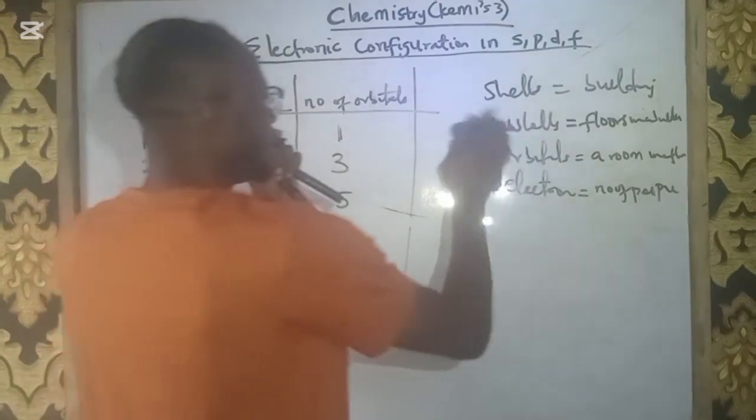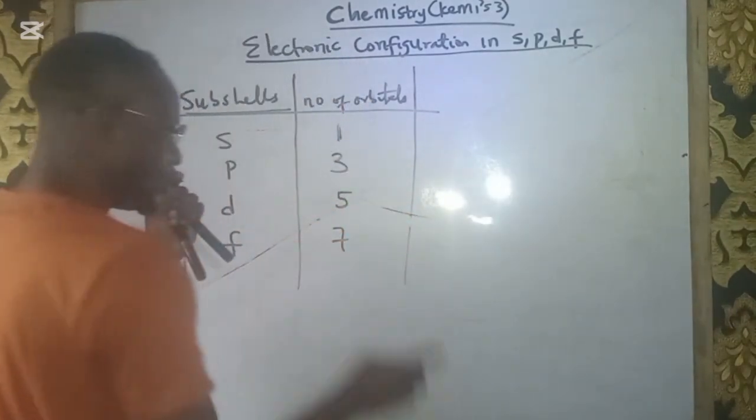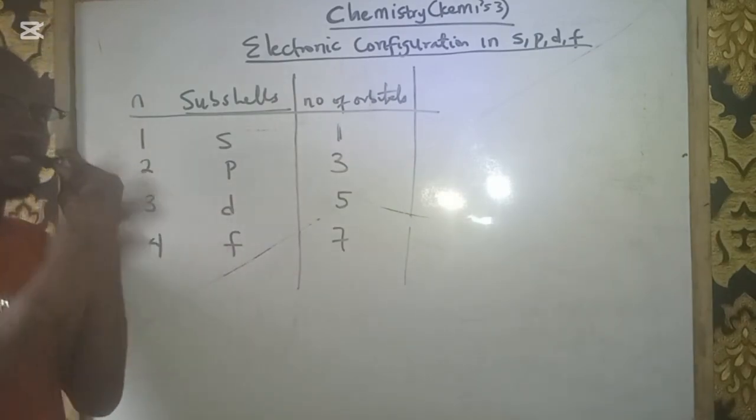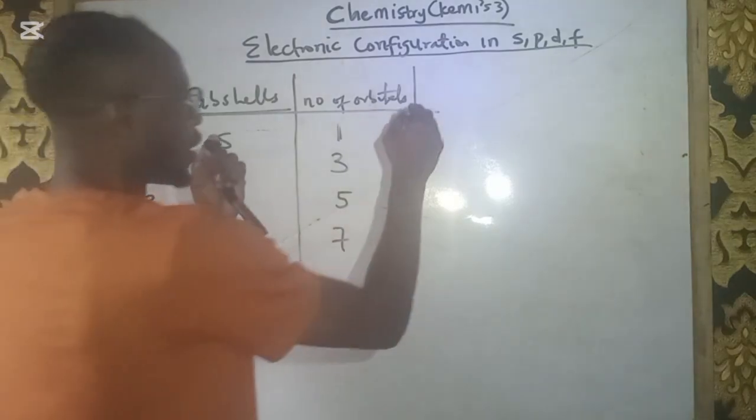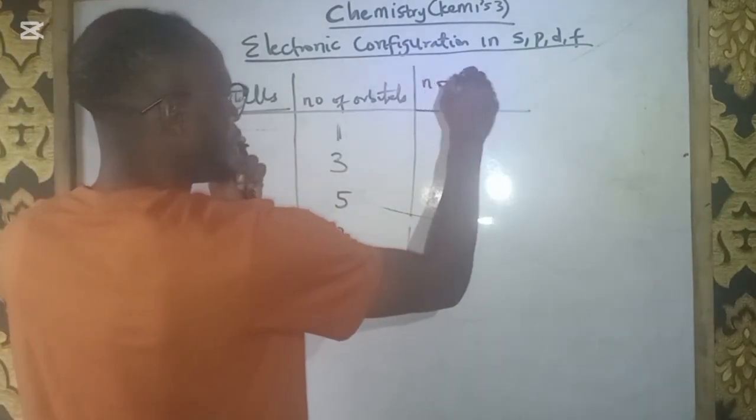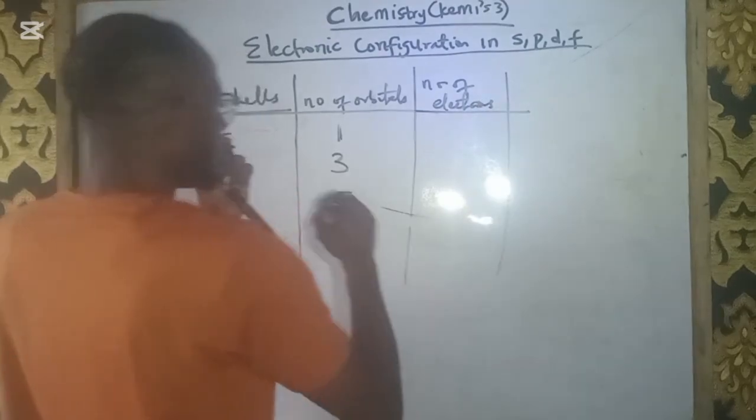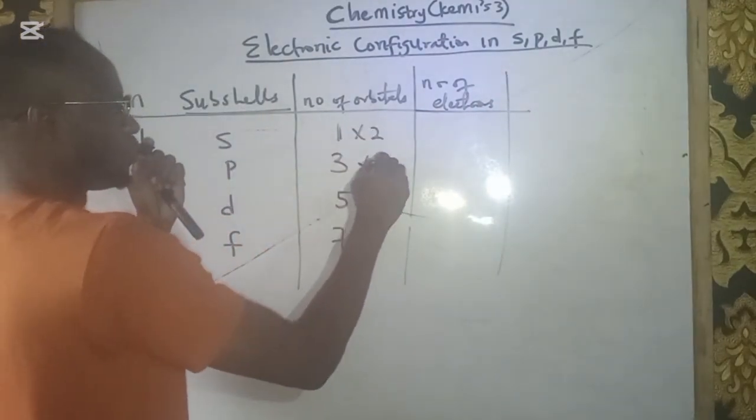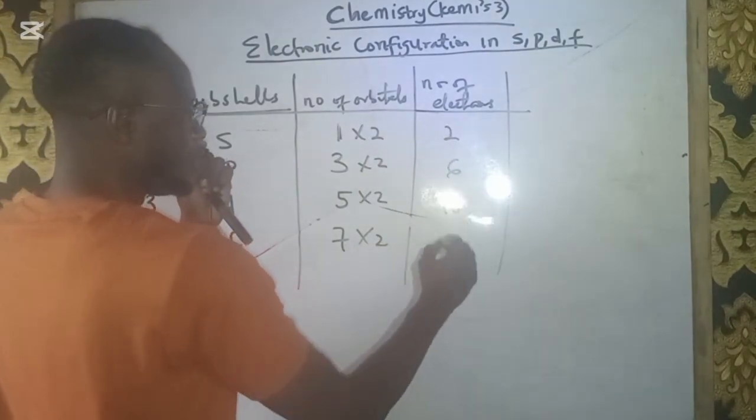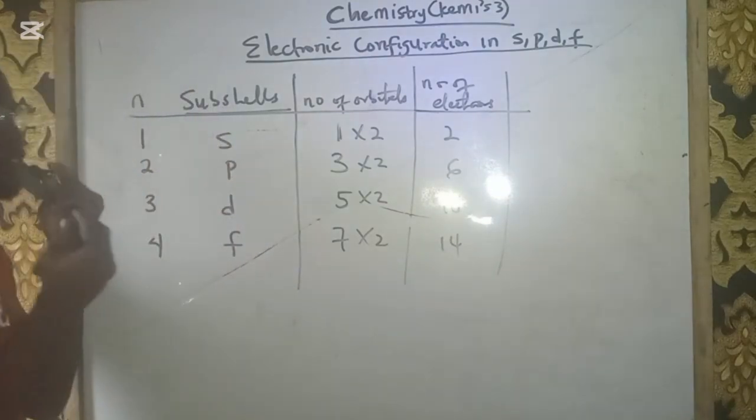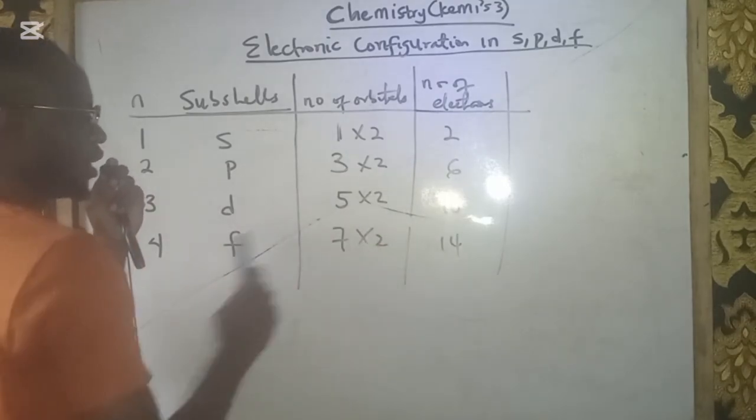And since we know the number of orbitals, we can also find the number of electrons. Mind you, I said the maximum number of people that can live in a room is just 2. So with that concept, we can get the number of electrons by multiplying all these by 2. This gives us 2, 6, 10, 14. It's as simple as that. So the number of electrons in S is 2, P is 6, D is 10, and F is 14.